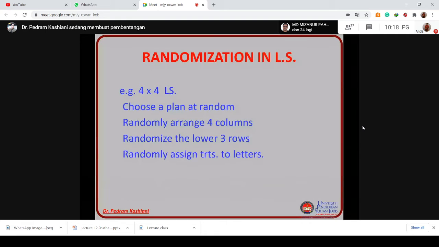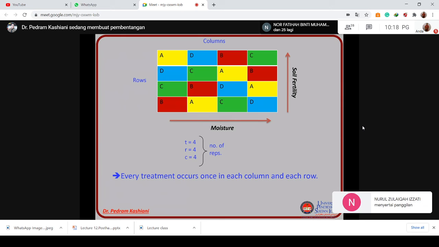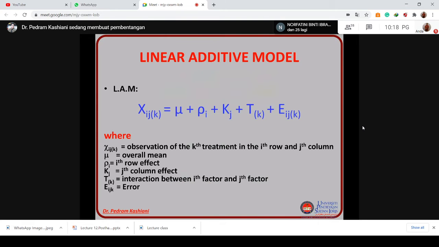Okay, about randomization, I just did randomization for you, and you can see an example here, moisture and fertility, I put again. You can see that the color, for example, red in column 1 is repeated only one time, and in the last row also one time. This is important.